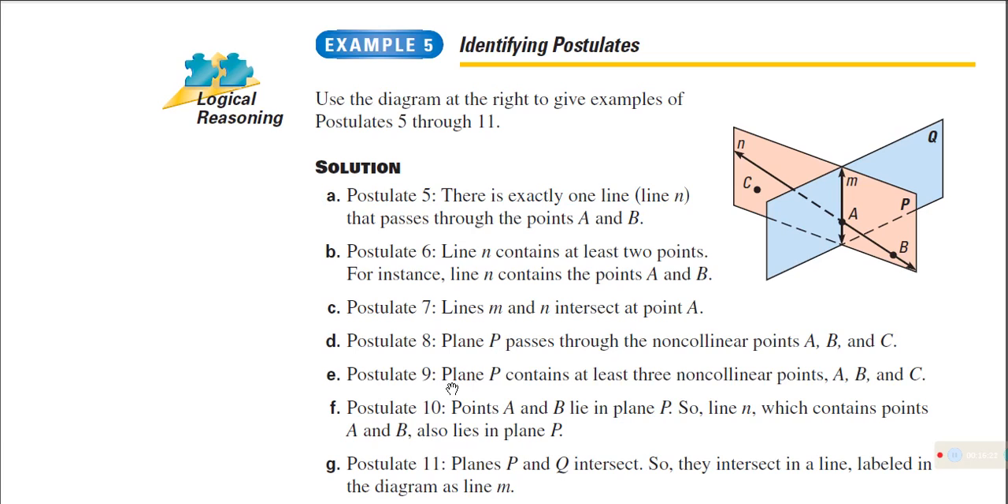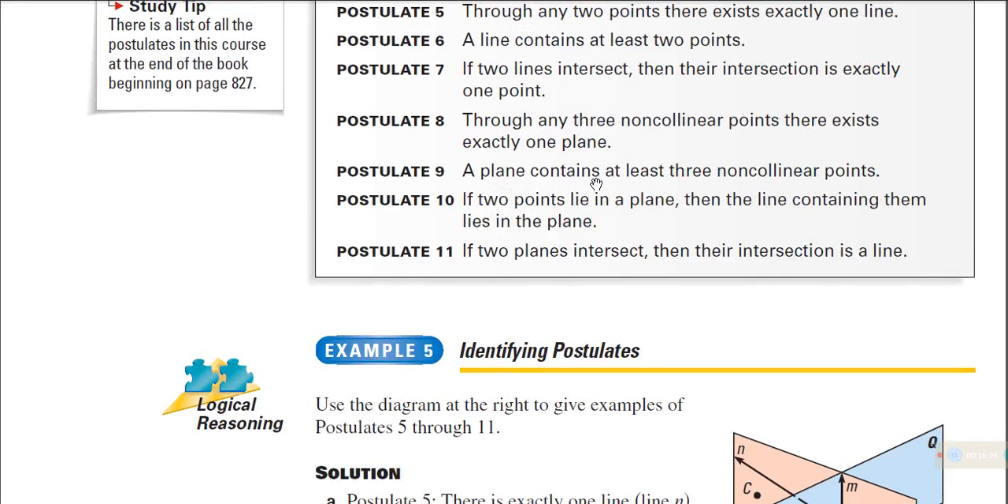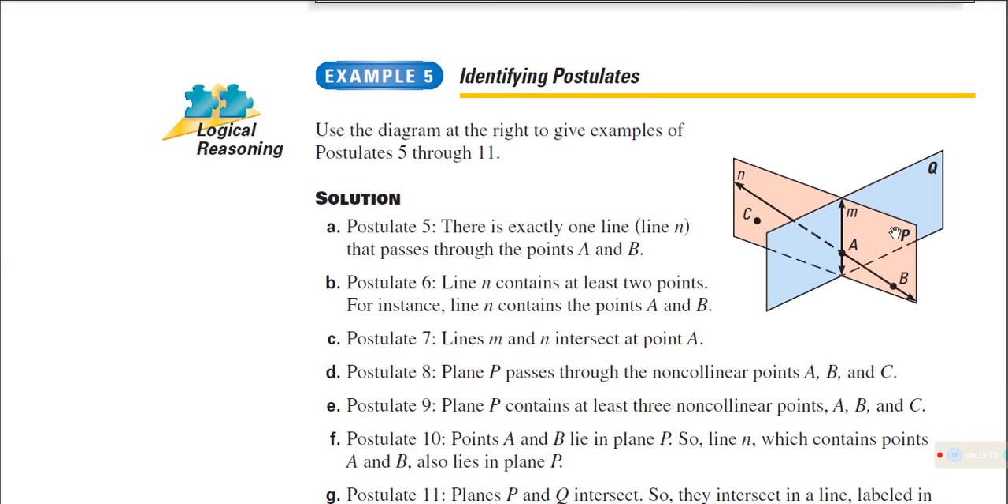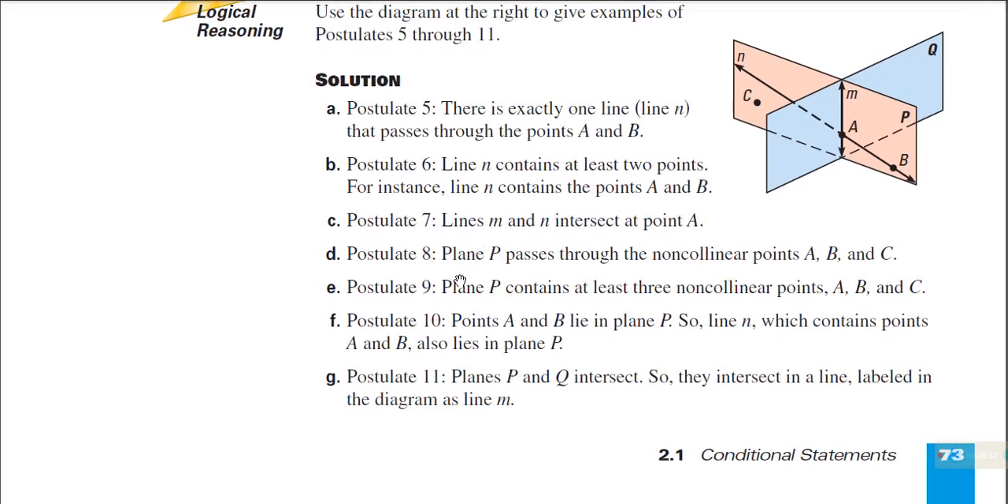Postulate 9. A plane consists of at least 3 non-collinear points. So, same pa rin tayo. We have plane P, A, B, and C. So, postulate 10. Points A and B lie in plane P.